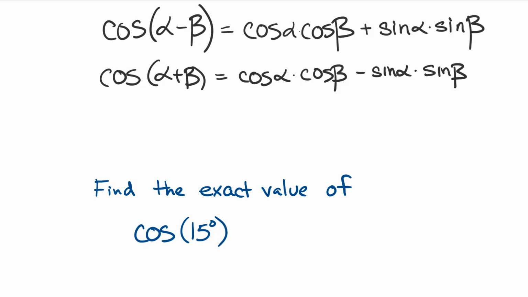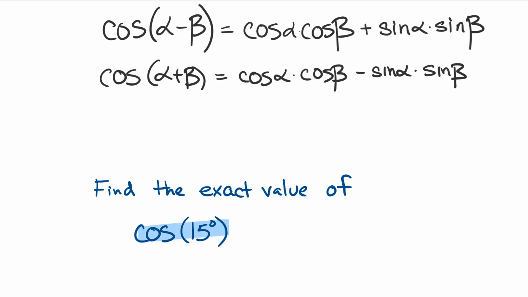So we have cosine of 15 degrees. We want to find the exact value of it. Now here's the game. Your homework does a pretty good job of walking you through it, I think a little too much. But we want to come up with two different numbers, subtracted or added together, that equal 15. Why don't I just solve it?